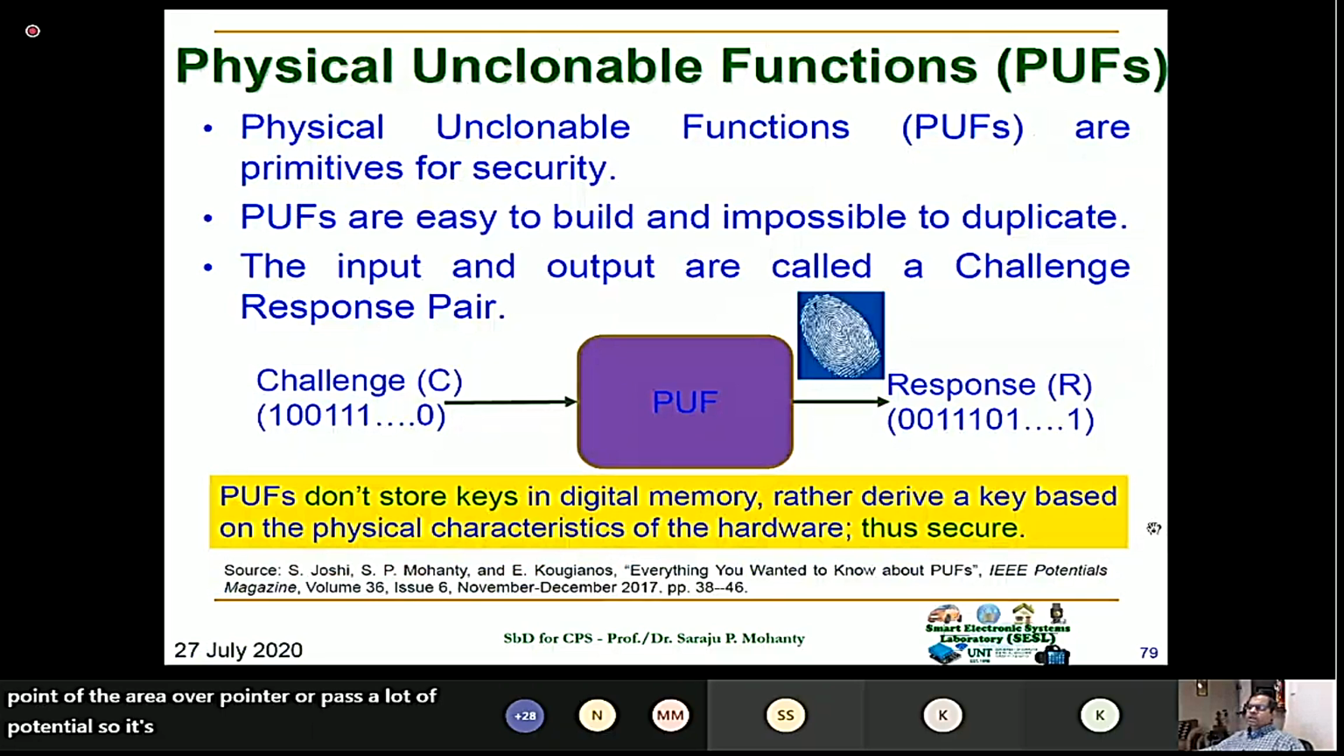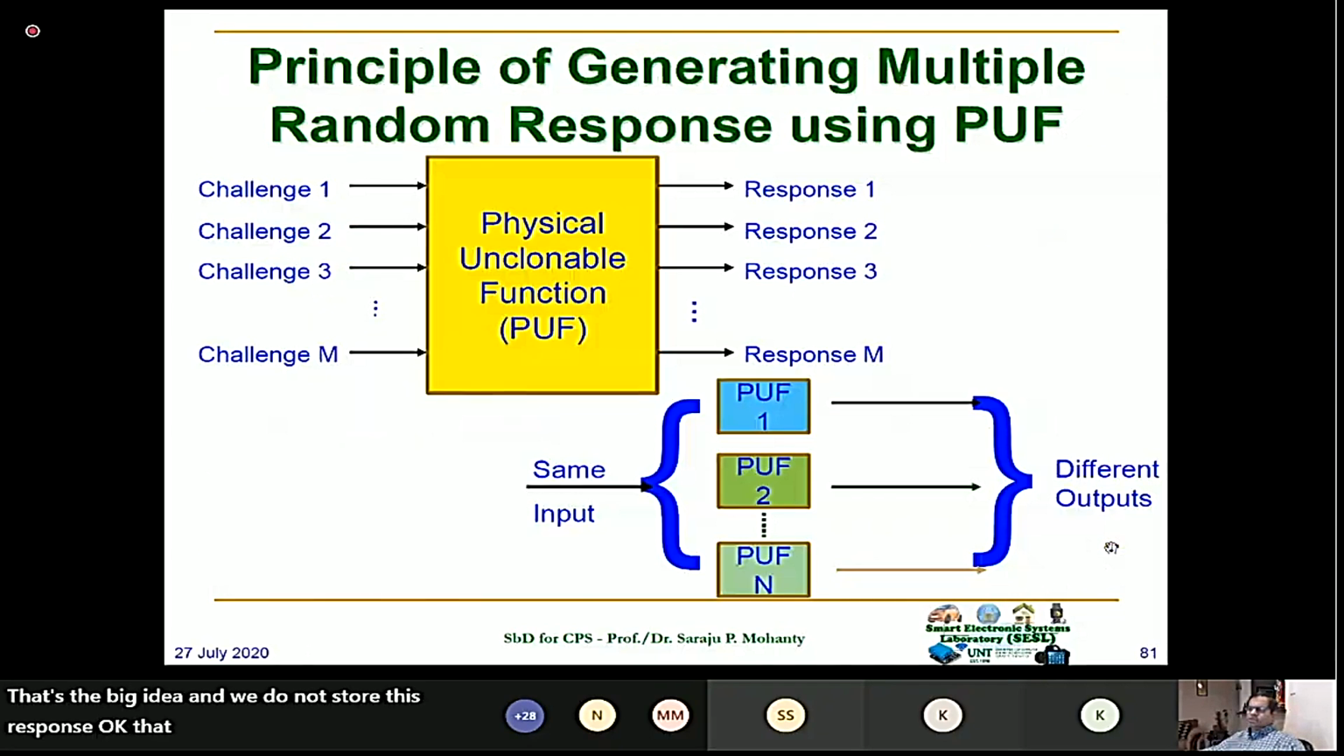So it's a hardware primitive that generates numbers which can be used for various cryptographic and security applications. That's the idea. The challenge, meaning the input we give, generates a certain response which is unique to the hardware. That's the big idea. And we do not store this response. That provides the security aspect.